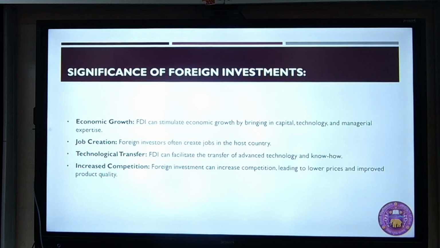Suppose Tesla is setting up a factory in India, that will lead to better technology in India, better expertise. People who are getting employed in Tesla in India will use this expertise when they move to other jobs, and this will help in benefiting the overall automobile sector in India also. Job creation, it creates jobs, we all understand. FDI can transfer advanced technology, know-how, and increased competition, so it will benefit the consumers as well.